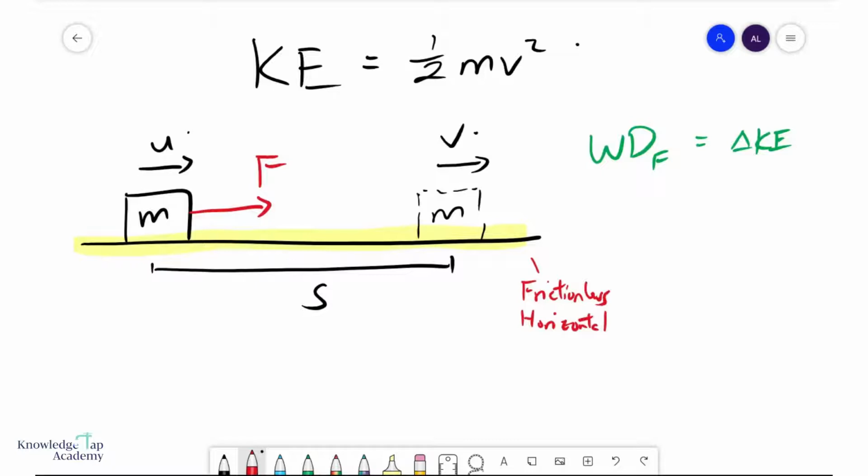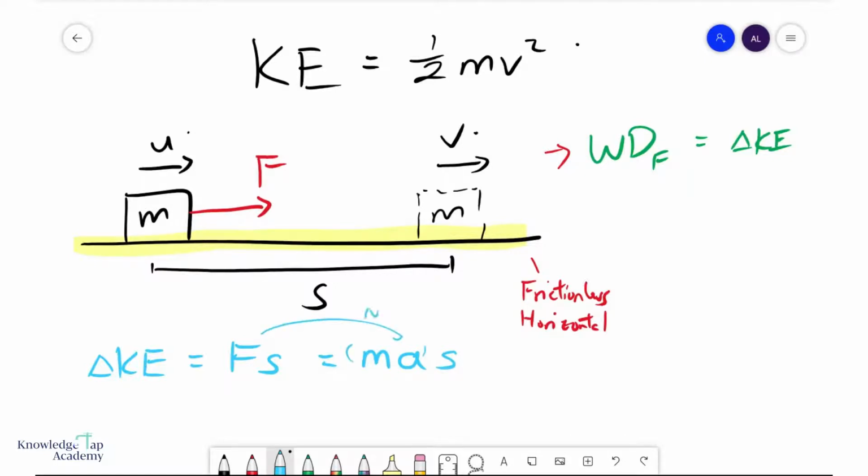And then we can, of course, say that the work done by F is purely equal to a change in kinetic energy. And so let us go ahead and do that. So the change in kinetic energy is the work done by F, which is force times distance, Fs. Now, because this force is the only horizontal force acting on the mass, then we can use Newton's second law to say that F equals ma, times s, right? So that over there is Newton's second law.